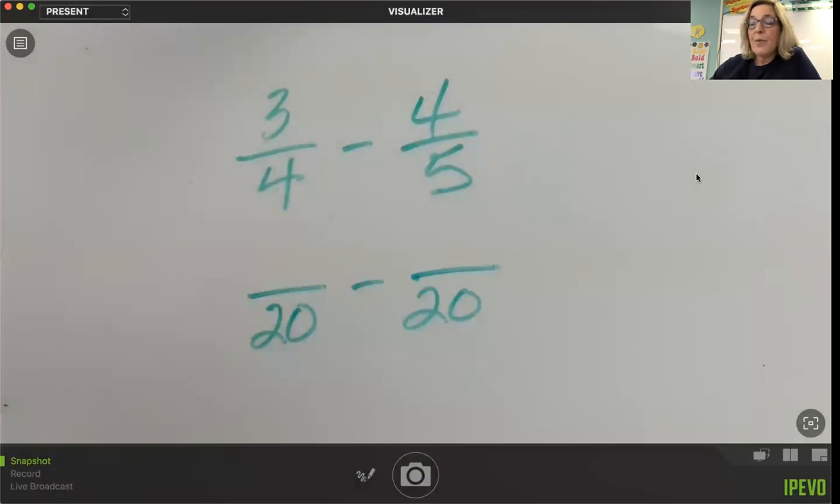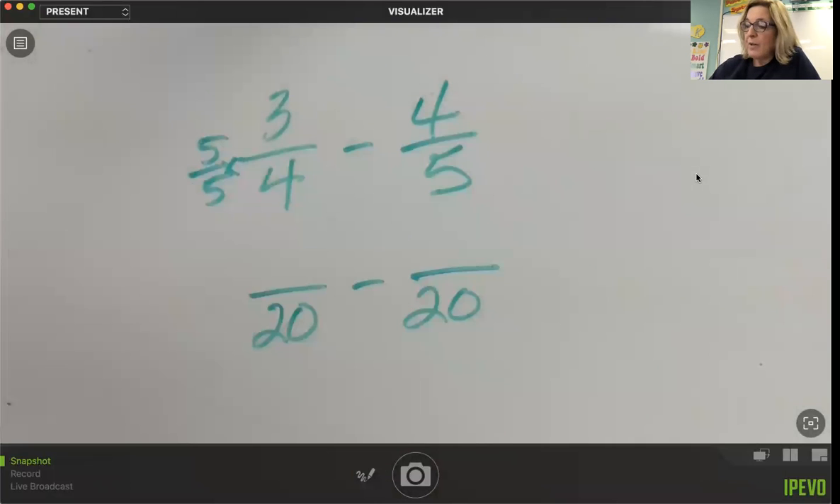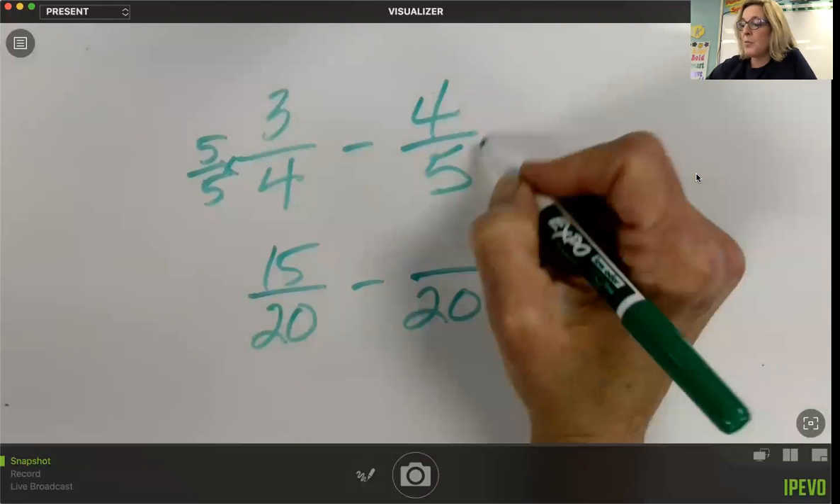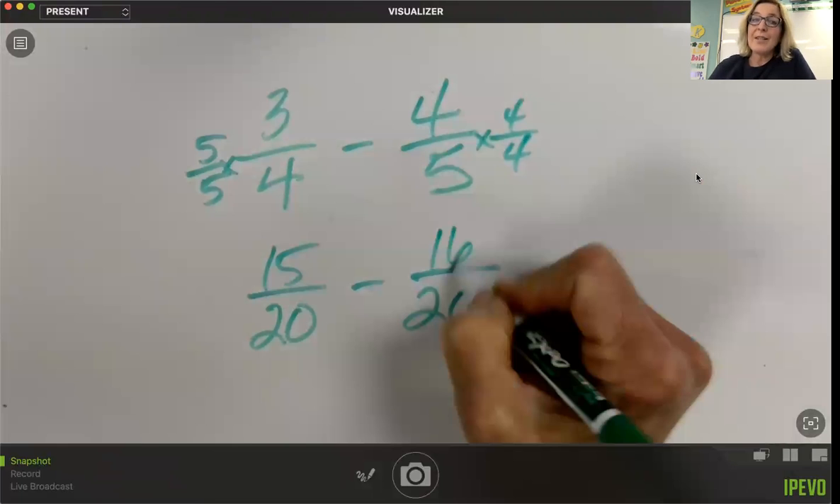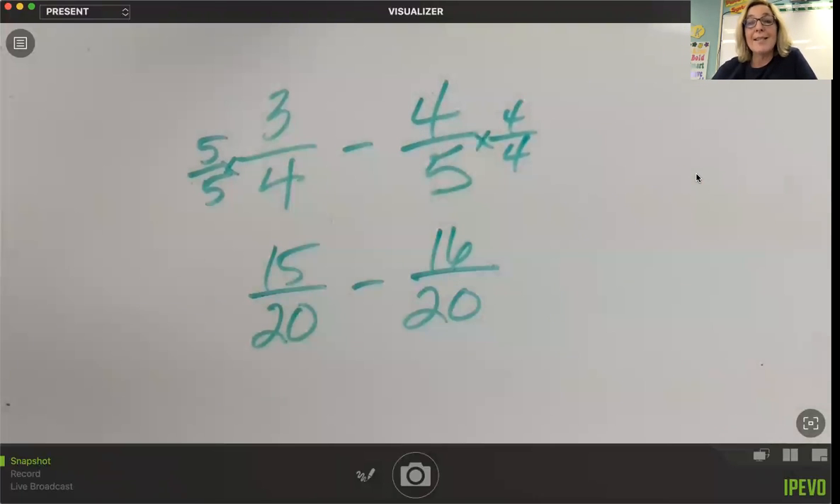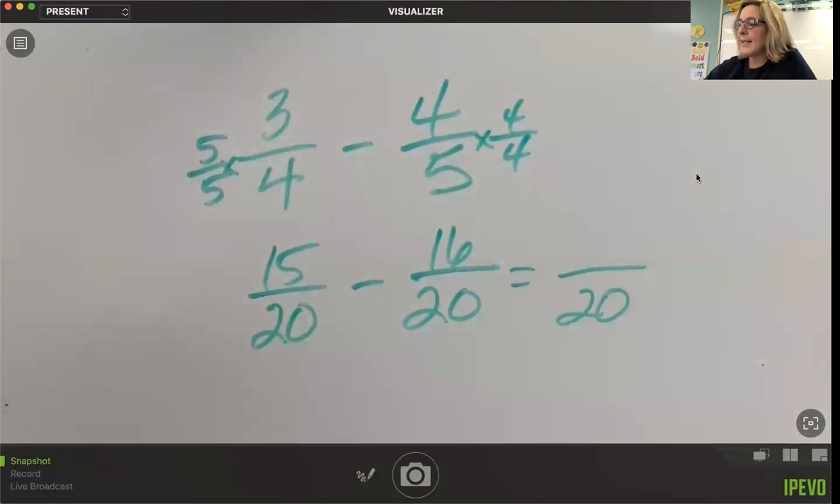So in order for 3/4 to be converted to 20ths, we have to multiply it by 5/5. And that would give us 15 20ths. And to turn 4/5 into 20ths, we have to multiply it by 4/4, which would give us 16 20ths. So now the problem we need to solve is 15 20ths minus 16 20ths. And again, 20ths is the part size or the unit of measure, so it doesn't change. 15 minus 16 is -1, so we have -1 20th.